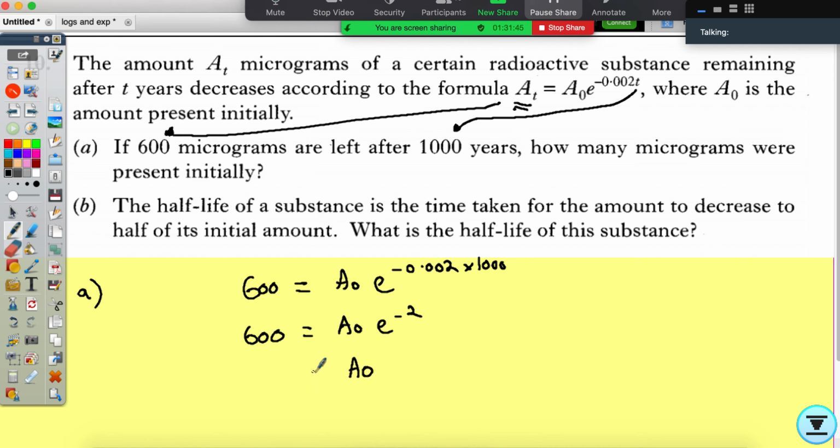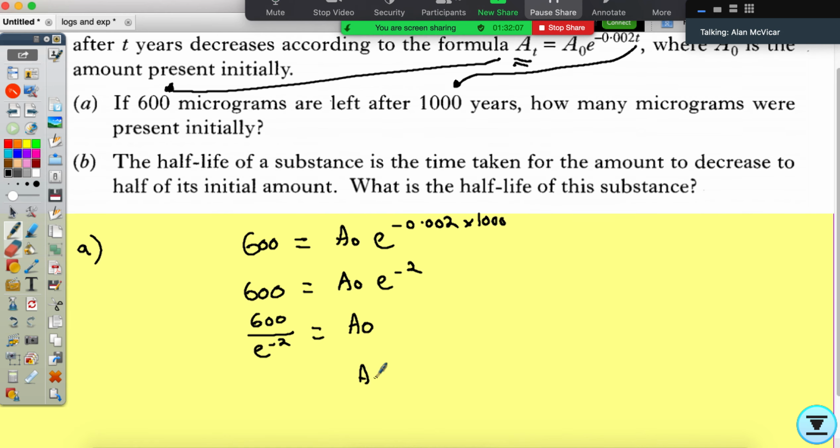Right. So then we divide through by that, the e to the power of negative 2. And hopefully you can see it now kind of looks like that graph question I was doing at the start, where I wanted to work out the value in there. Right? I'm just applying it to an actual real life application now. Okay, so 600 divided by e to the power of negative 2 gives me 4,433.43.